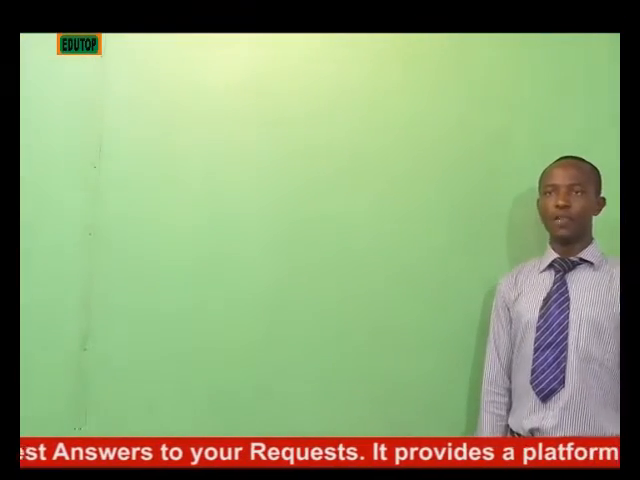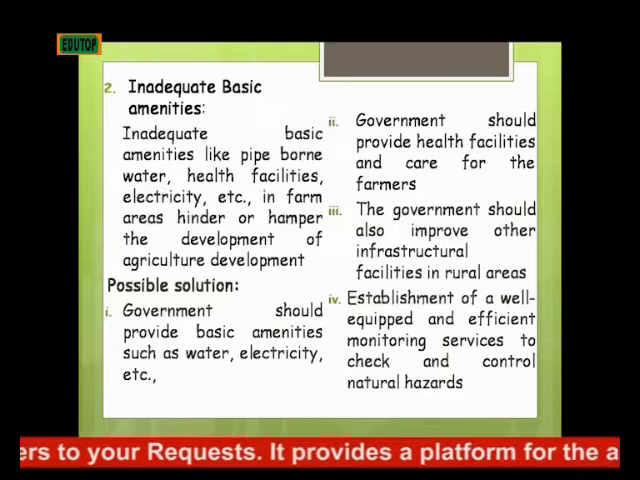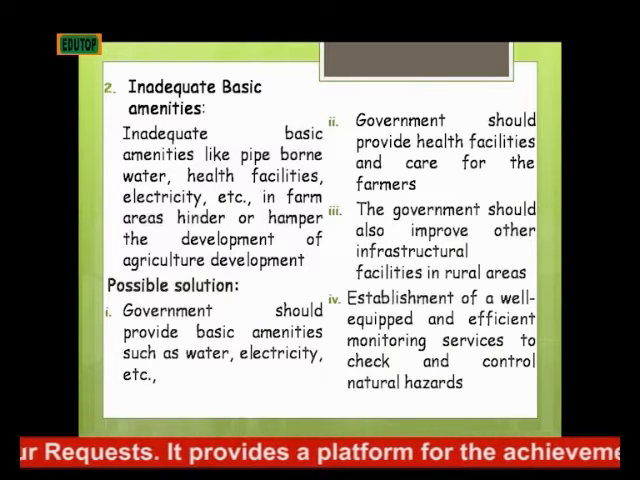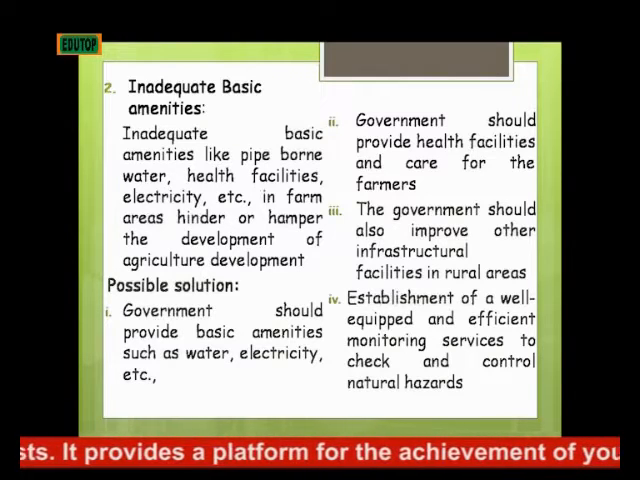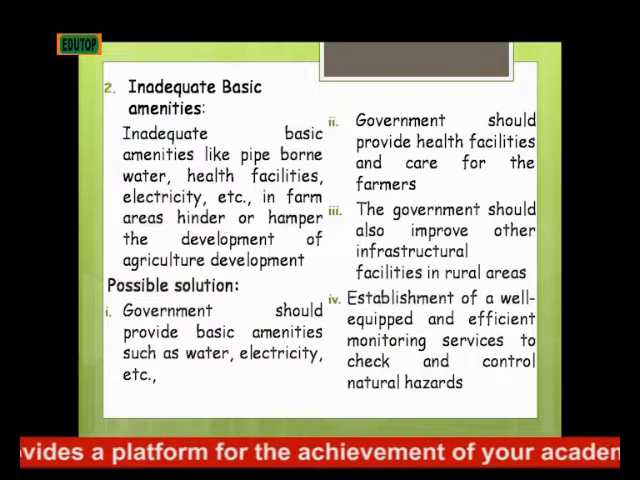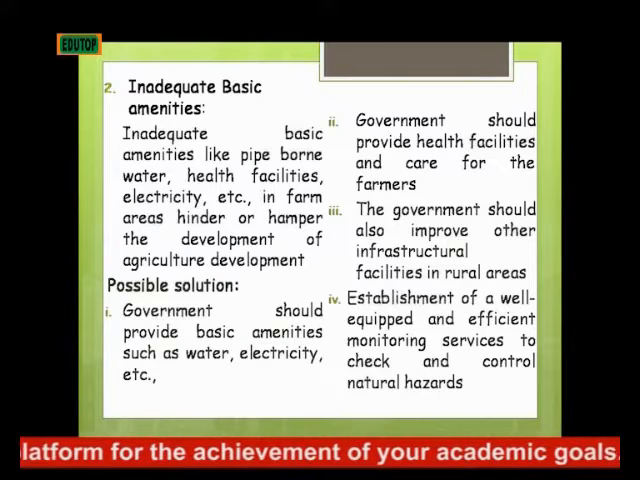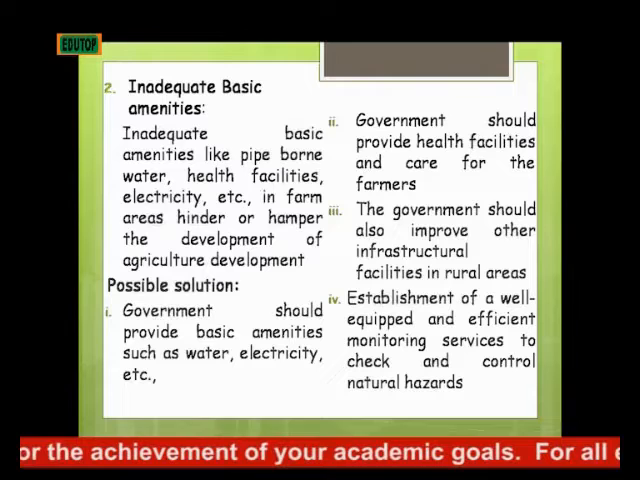Another problem of agricultural development is inadequate basic amenity. What are the basic amenities that we are talking about here? That's pipe-borne water, electricity, health facility.